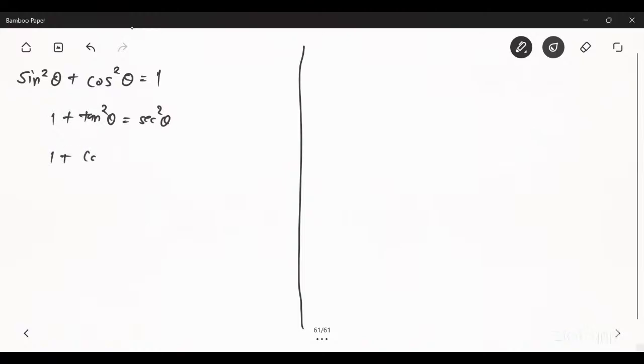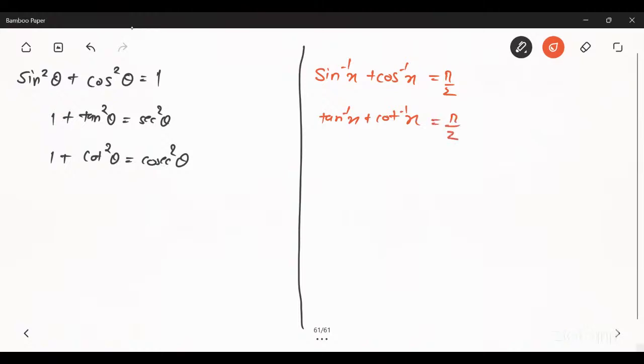1 plus cot square theta is equal to cosec square theta. But in inverse trigonometry, there are three formulas. Sin inverse x plus cos inverse x is always equal to pi by 2. Tan inverse x plus cot inverse x is equal to pi by 2. Sec inverse x plus cosec inverse x is always equal to pi by 2.